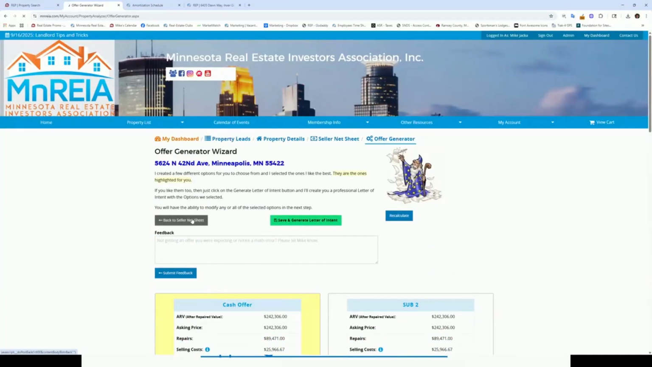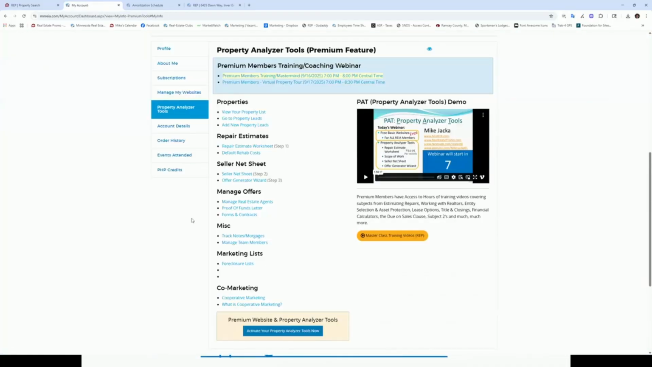Now, there's a few other things that are available once you guys get signed up and get the property analyzer tools. All right, so we go back in the property analyzer tools. We've got the repair estimator, seller net sheet, the offer generator. Down below, now let's say an offer gets accepted. Well, we've got the forms and contracts. So if you need the purchase agreement for the particular property, we would just go into the forms and contracts, and then it automatically fills in the contract for us.